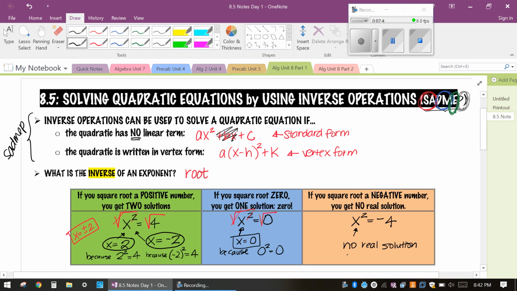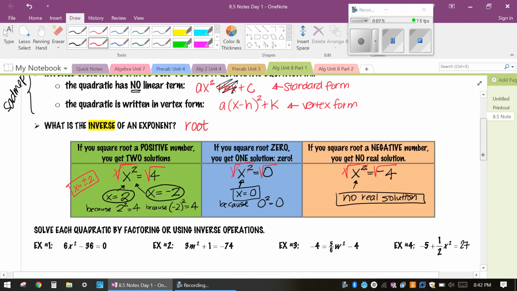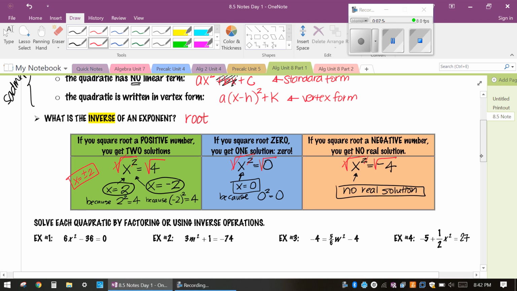So in the problems, when we square root both sides to get rid of the squared, and you're square rooting a negative, you have to know that there's no real solution to that problem. Go ahead and pause the video to make sure that you're writing everything down.